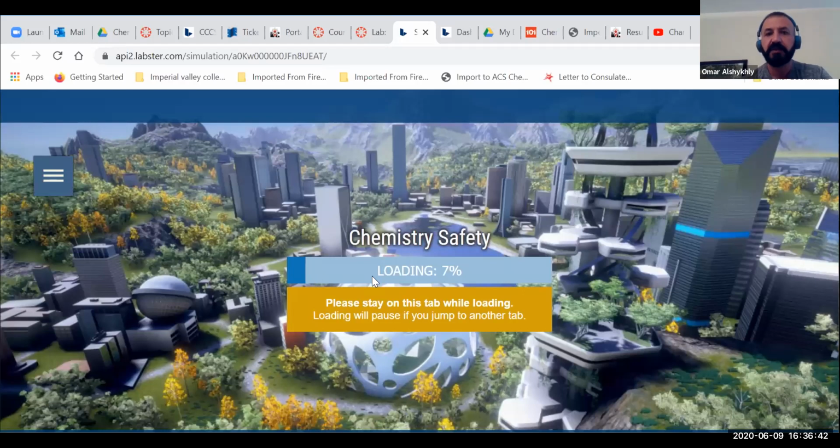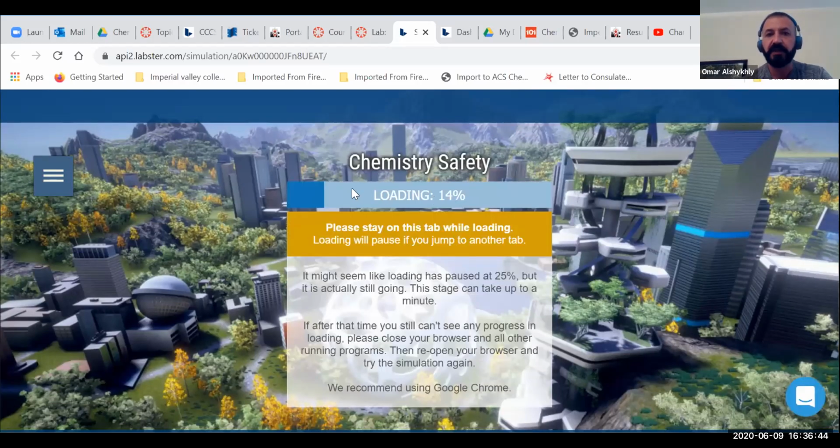Guys, try to wait, okay? And be careful with Labster. Sometimes it's slow, sometimes it disconnects. It's better to close all these tabs. Do you see I have a lot of tabs? That doesn't work, okay? Sometimes it stops at 25. They tell you to wait. So Labster will take you to the experiment to do it virtually, okay?